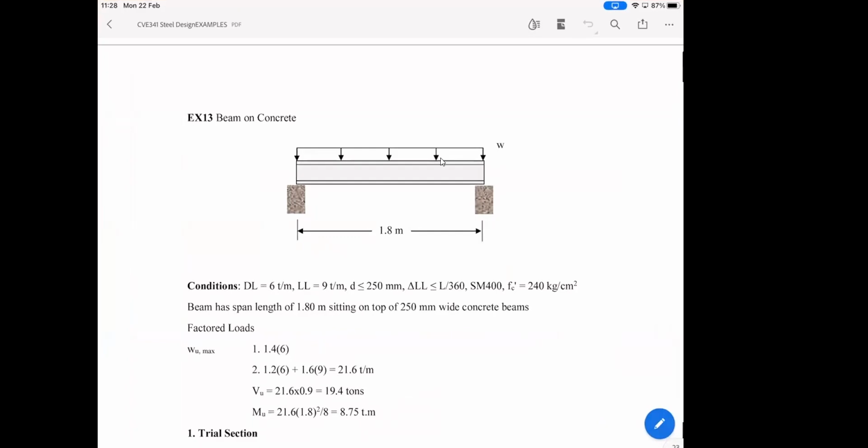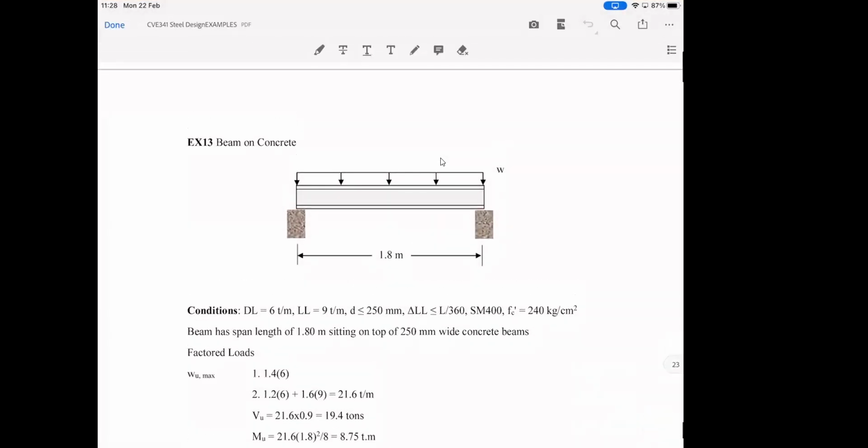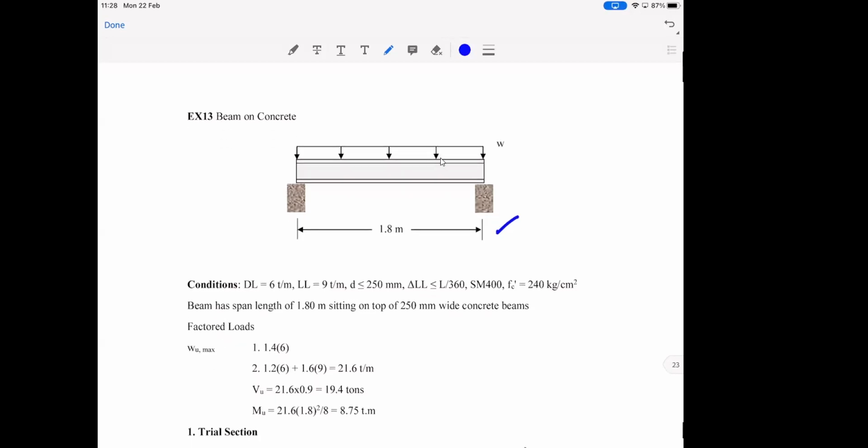Okay, we are back to business. So this is it, example number 13. It's a rather comprehensive example that you will see from the design and everything, okay? So we have the case where we have the 1.8 meters long beam, which is rather short if you consider the typical beam length. We have the dead load of 6 ton per meter and live load 9 ton per meter.